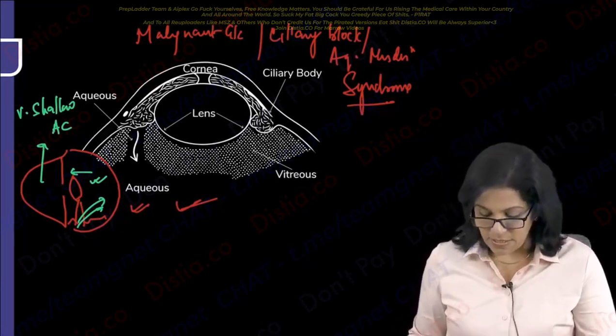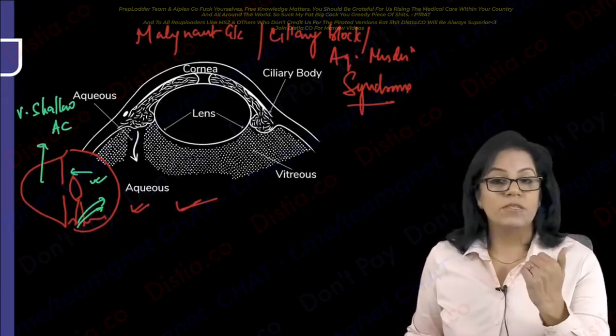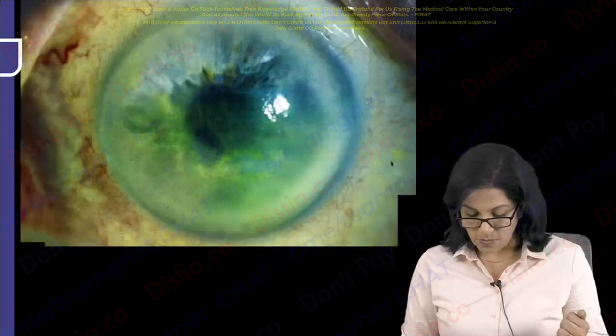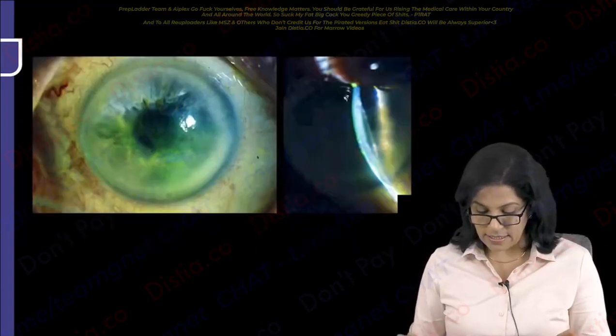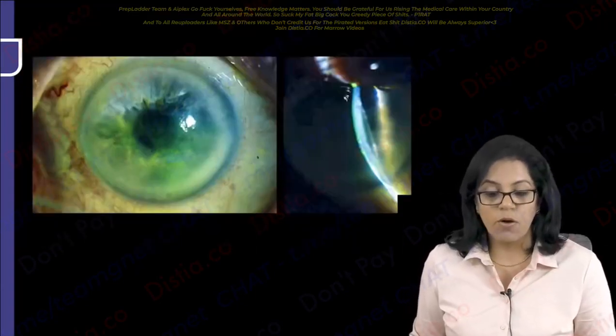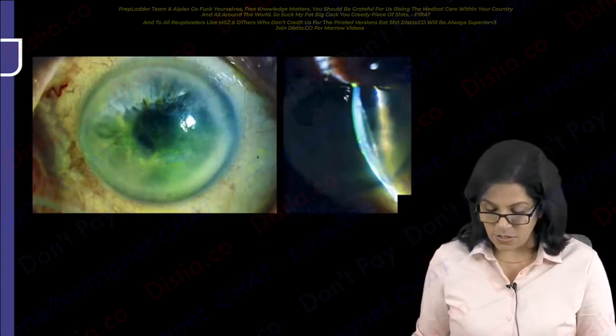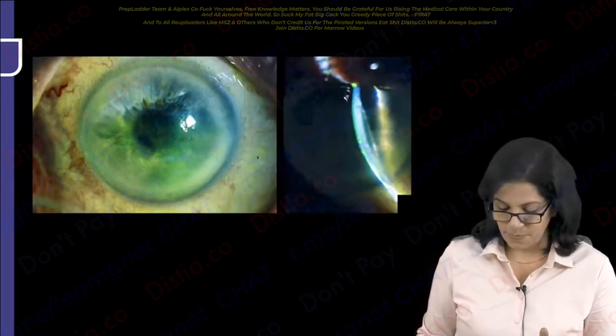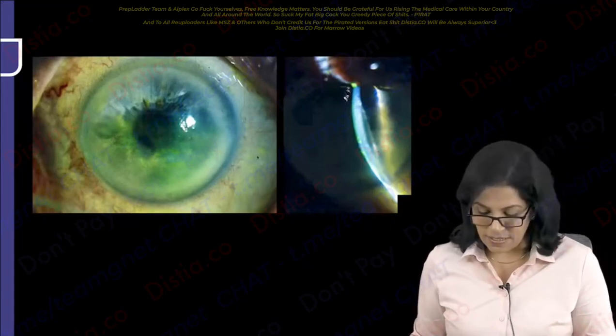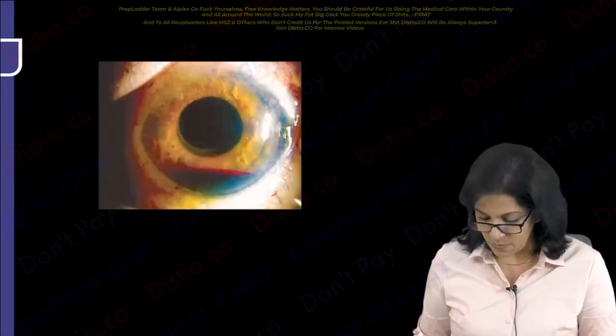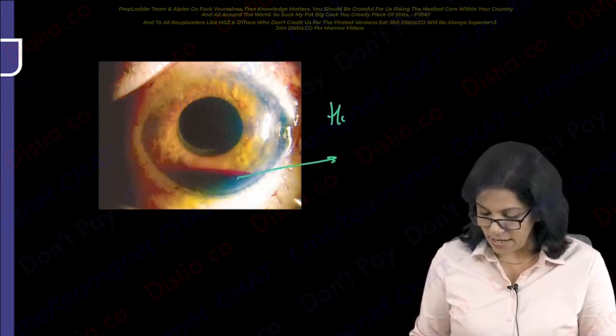Then we talk about these can be the causes of what? One more, this is what a Seidel test is. The Seidel test is checking for the dilution of the fluorescein to check if there is any leakage or not. Once we know this, what you see here is hyphema.